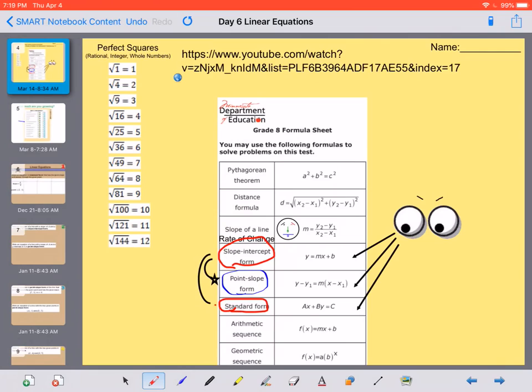Standard form and slope-intercept form can be interchangeable. They can both be changed to each other. Slope-intercept form can only be changed to point-slope form, or vice versa. Point-slope form can only be changed to slope-intercept form.